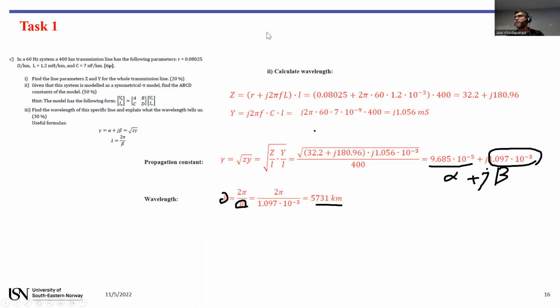And you know that the wavelength of the line is the length where the voltage angle difference between the sending end and the receiving end will be 360 degrees. It means that after approximately 5,000 kilometers, the angle of the receiving end will be the same as the angle of the sending end, the angle of voltage.